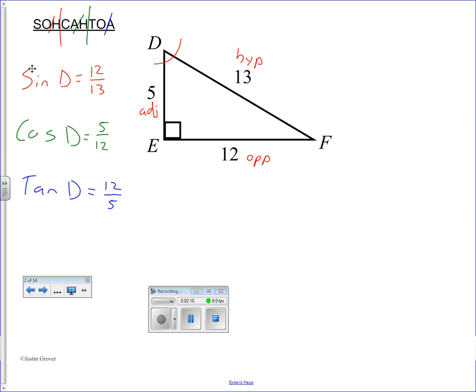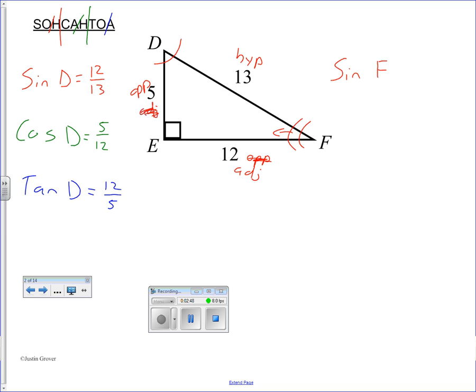Now if we were to change our perspective to angle F and wanted to know what is sine F, cosine F, tangent F, using F as our perspective, 13 is still the hypotenuse, because that's still the longest side, it's still opposite the right angle, so that doesn't change. But 5, which was adjacent to D, is opposite F, and 12, which was opposite D, is adjacent to F. Opposite is kind of across from the angle. You could always draw an arrow in the angle and it points to the opposite side.